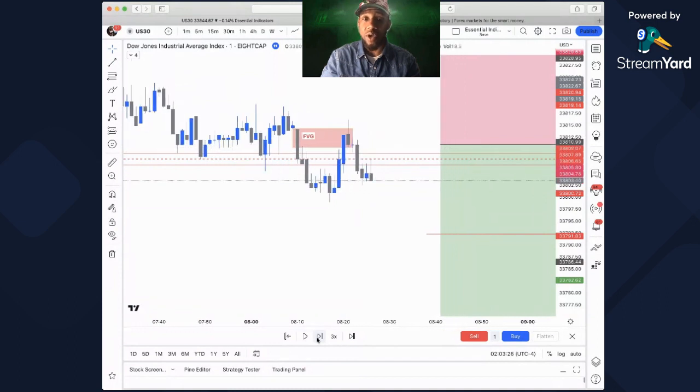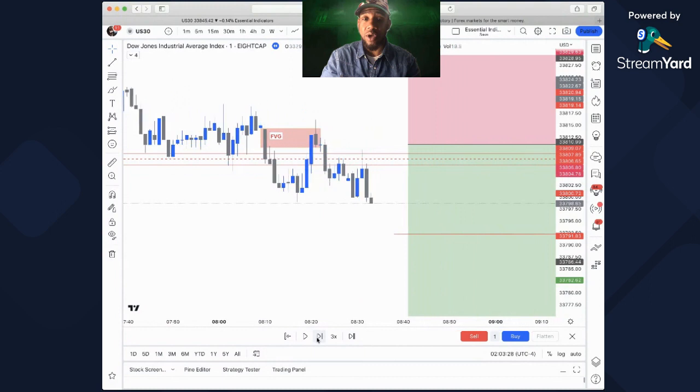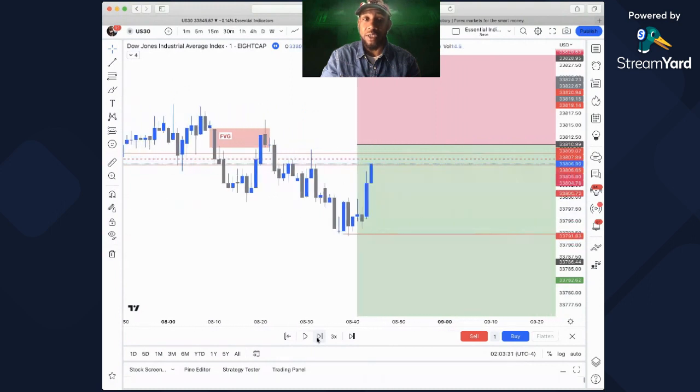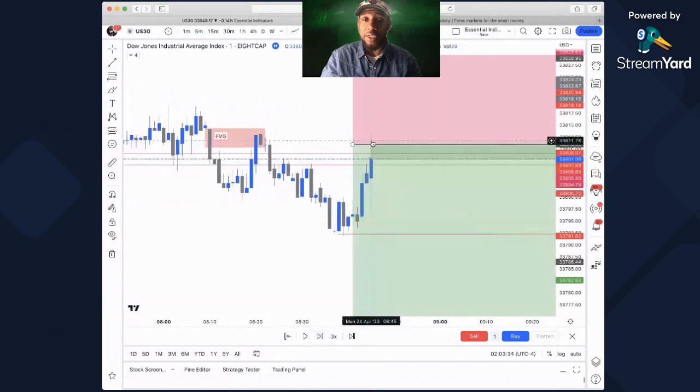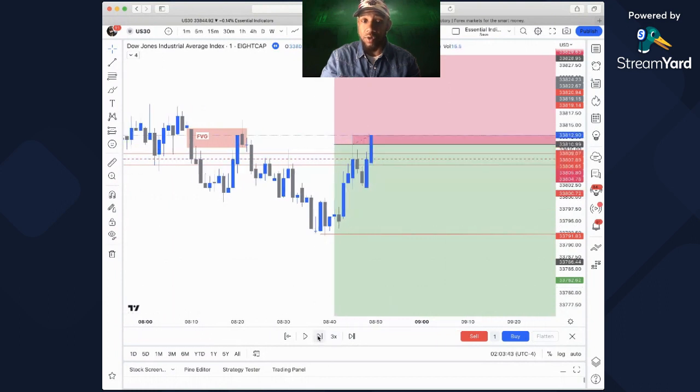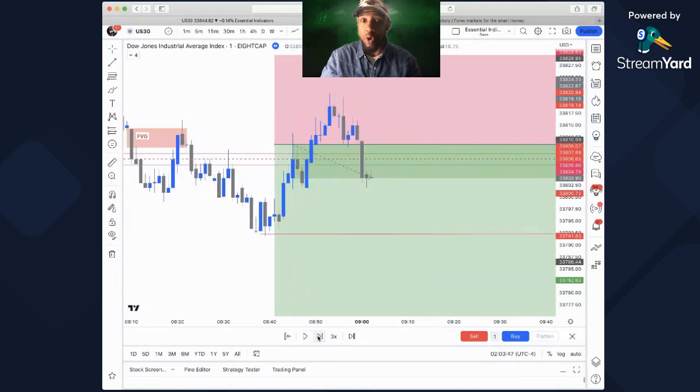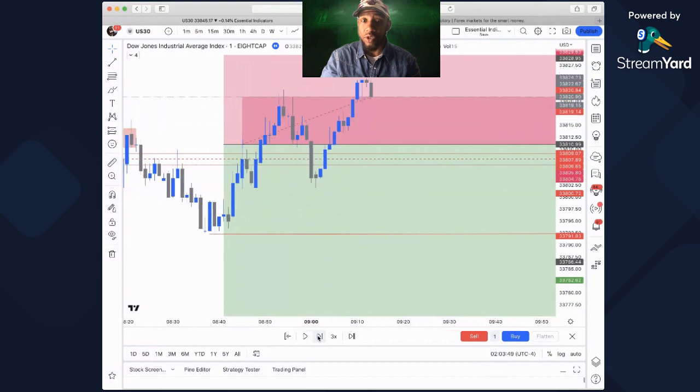All right. So I was patient just to see if I would get another entry, in which I did. Okay, price came all the way back up here. I got into it right here. And I was anticipating it to go down. But around market open, 9:30, we get a 100 pip move to the upside.